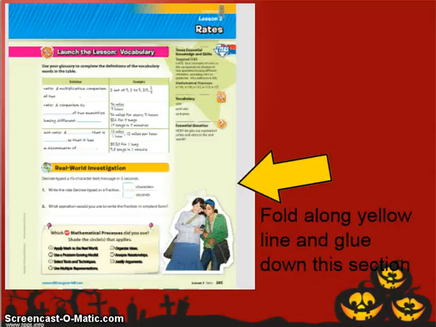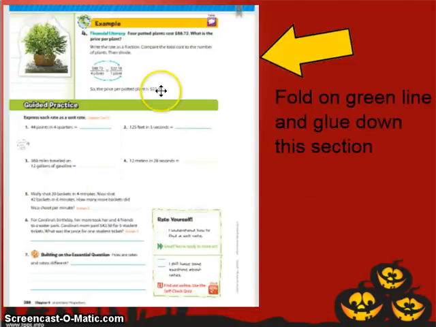Now you're going to take your information that we've gone over and you're going to cut, or not cut so much as fold and glue. Here, this tells you to take page 285 and you're going to fold along the yellow line, that's this one right here, and then you're going to glue down this section. Then you're going to take page 287, fold on the green line, and glue this section down. That's because I want to make sure that you leave this section to show in case you need any of that extra help.